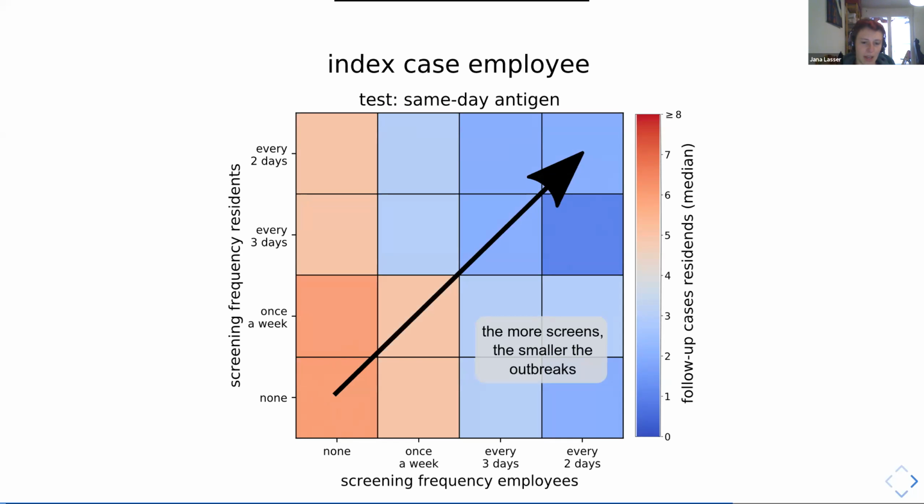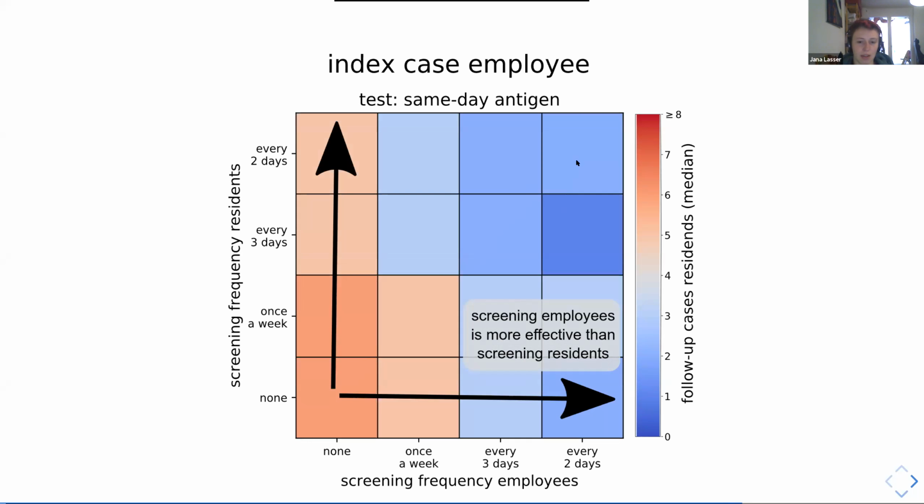Now, what is a bit less intuitive is that screening employees is more effective than screening residents. If you look at screening only employees every 2 days, we get to outbreak sizes of about 2 follow-up cases. If we do the same for residents, we screen only residents every 2 days and employees never, we get to outbreak sizes of around 5.